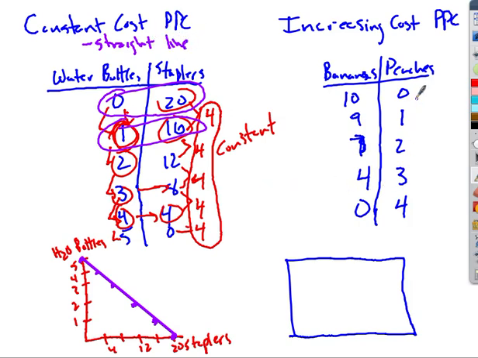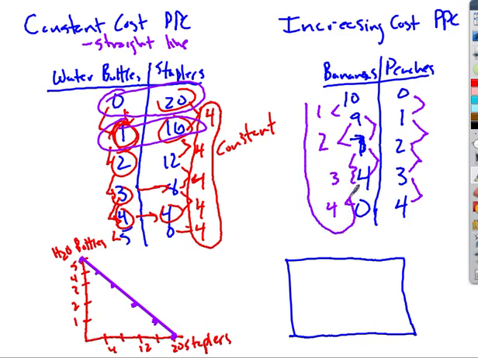All right, how about with bananas? If we want to produce 1 peach, how many bananas do we have to give up? Well, we have to give up 1. If we want to produce a second peach, how many bananas do we have to give up? We have to give up 2 because we're going from 9 down to 7. If we want to produce a third unit of peaches, we're going from 7 to 4, and so we're giving up 3. If we want to produce this last one, we have to go from 4 to 0, so we're giving up 4.